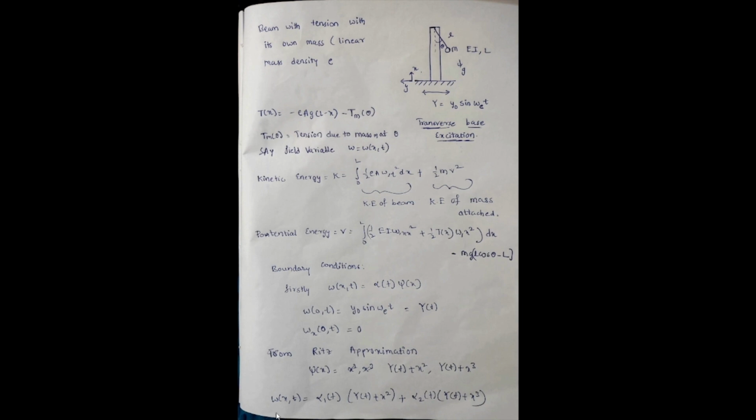So finally, our field variable w of x comma t can be modeled as alpha 1 of t times (y(t) + x squared) plus alpha 2 of t times (y(t) + x cubed). So this is the final representation of the skyscraper model in terms of our kinetic energy, potential energy, and field variables.